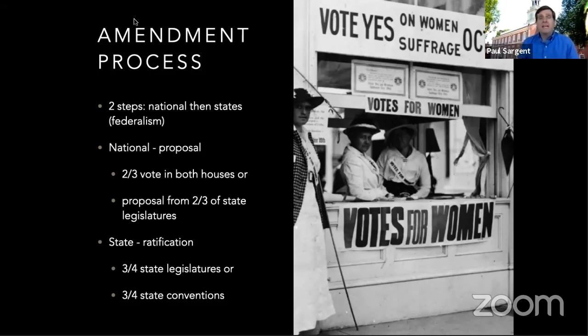The only reason you would do it is if you knew that the state legislatures probably wouldn't ratify the amendment. And so it was done one time. And that was for the 21st Amendment, which got rid of prohibition. They were afraid that elected representatives in state legislatures weren't going to actually ratify that amendment, but the people wanted their alcohol. So the people had state conventions, and it's the only time that an amendment has ever passed that way. Okay, so two phases, national, state.